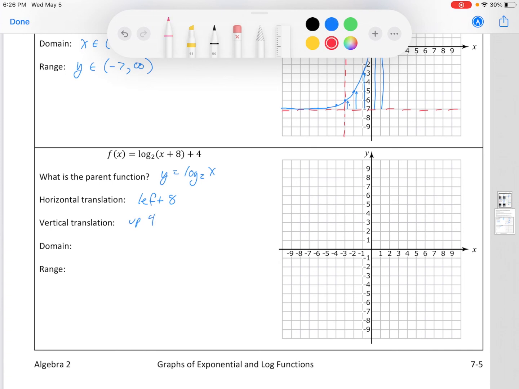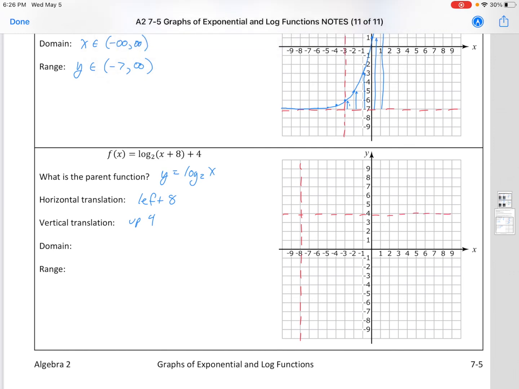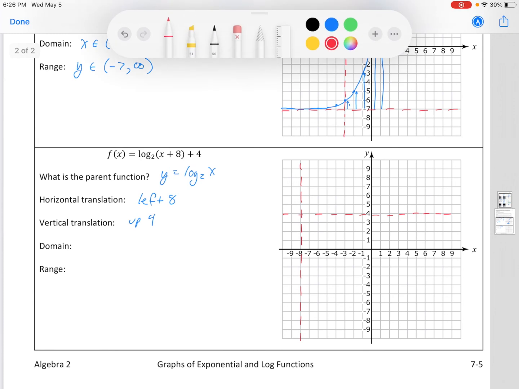And again, I would go left 8 and put the little dotted line to show my translation of the xy coordinate axis. And then up 4, I would simply put a horizontal line there. And there's my transformed axis system. Now, just as a broad sweeping graph, I would tell you that log graphs look like this. That's not very accurate though, so let's get some exact points.